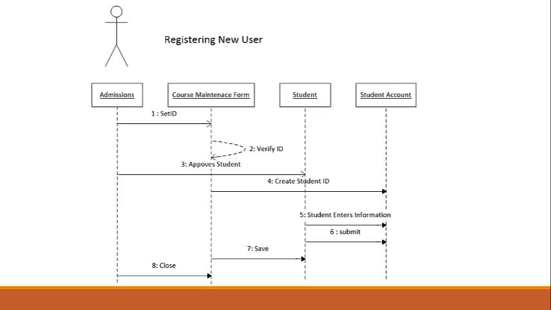Registering new users, UML data sequence. Admissions will set their ID. Next, the system will verify their ID. Once admission approves a student, then the admissions will create a student ID. Once the student ID is created, then students can enter their information to create their own account. Once they create their account, submit, save, and close.